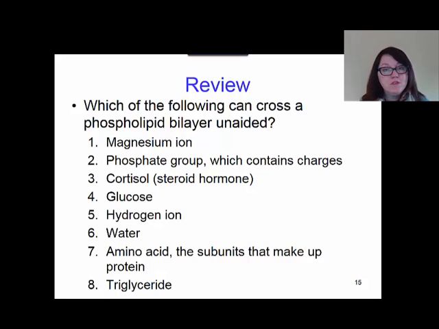Amino acids. These are the subunits that make up protein. Proteins and their subunits are hydrophilic, and they cannot cross the phospholipid bilayer. And last is a triglyceride. A triglyceride is a type of lipid, and it's hydrophobic, so it can cross the phospholipid bilayer.